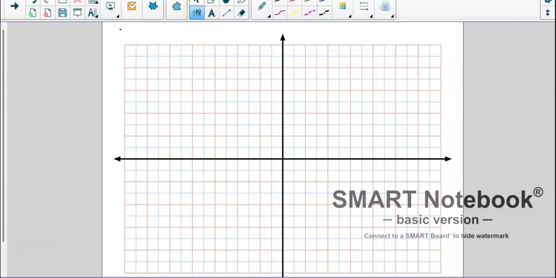Let's try another one here. Let's try getting a negative in there. 4x minus 2y equals 16. Well, again, if I plug in a 0 for my x, which means I'm going to cover this up, I'm going to divide both sides by negative 2 and get negative 8.